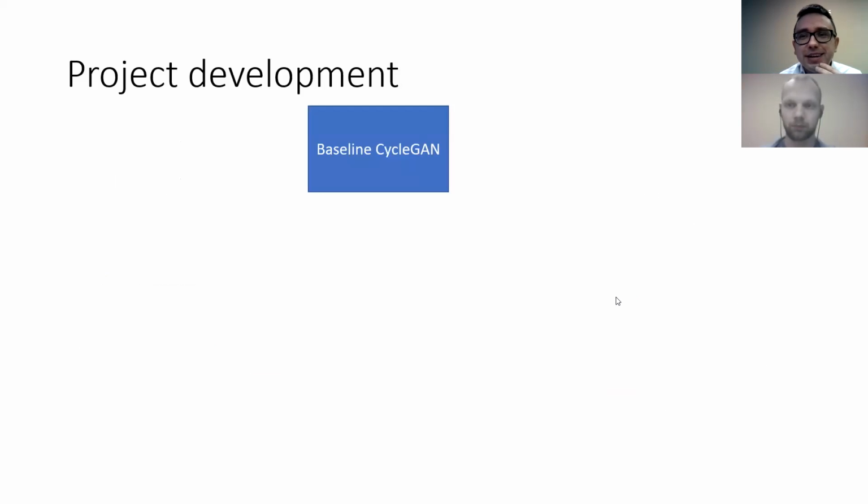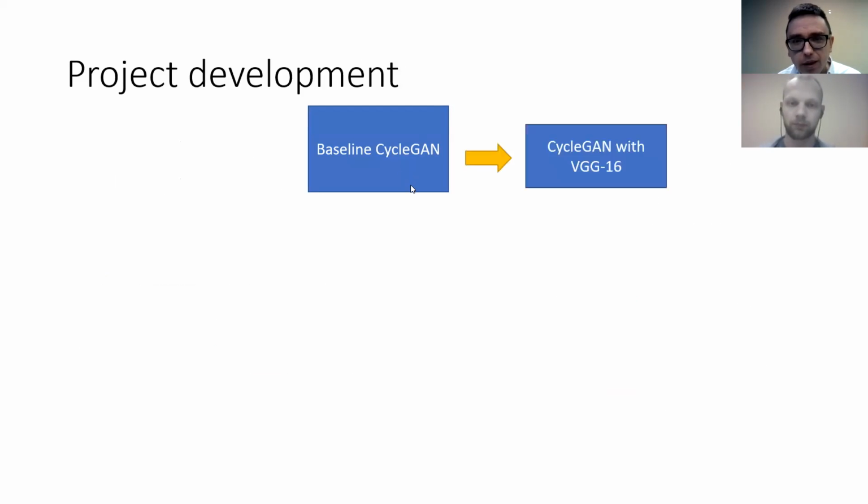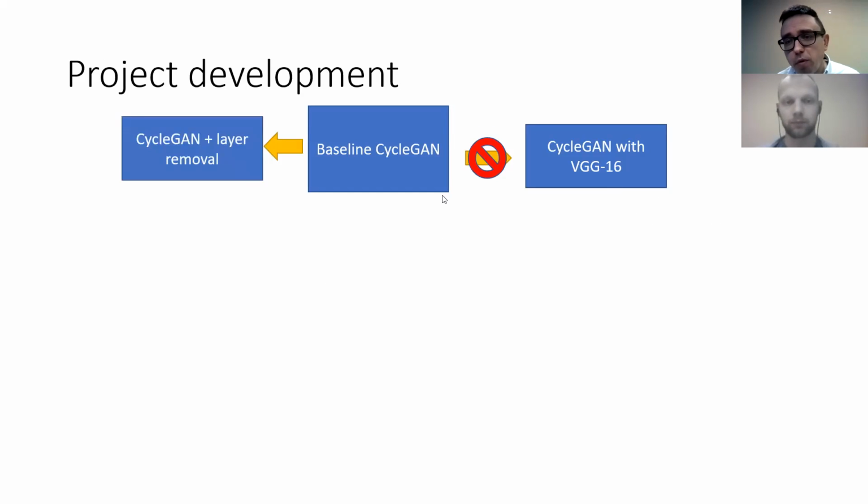Let's discuss how our progress on this work went. So first we built a baseline GAN model. Then we tried to change the architecture of the generator using a pre-trained VGG16 network, but it didn't work well. The details a bit later. Then we tried to remove some layers in the bottleneck to see what the effect is. Didn't work well either.